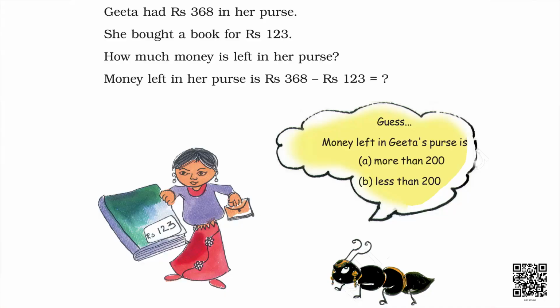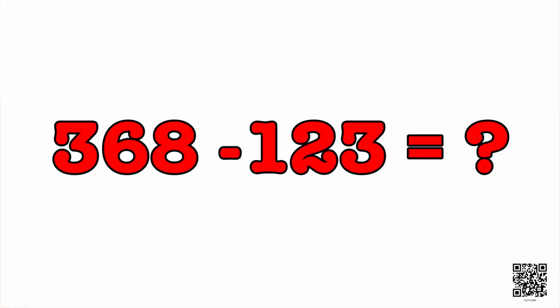Now students, let us try another example. We will talk about Geeta. Geeta had rupees 368 in her purse. She bought a book for rupees 123. So now the question comes: how much money is left in Geeta's purse? So we will follow the same procedure. We know that the total amount of money is rupees 368 and the money that she spent on a book is 123. So we will subtract 123 from 368.